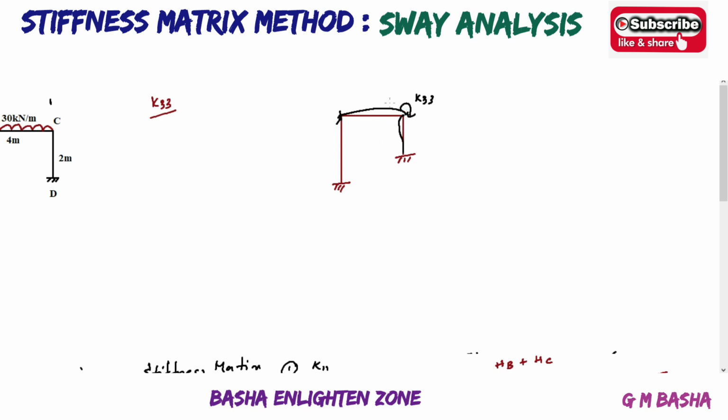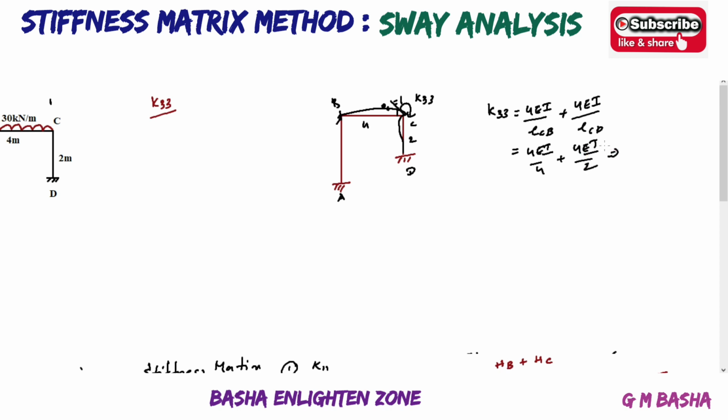Okay, so this is the variation. This is theta c, and here this will be theta b. So this is A, B, C, D. Okay, K33 will be equal to 4EI by LCB plus 4EI by LCD. We know what about LCB? Length will be, this one will be 4 meters, this one will be 2 meters. 4EI by 4 plus 4EI by 2.